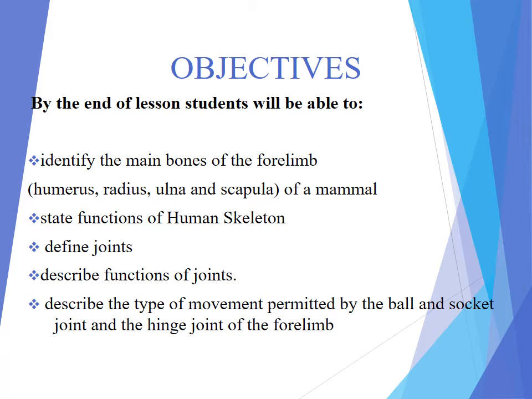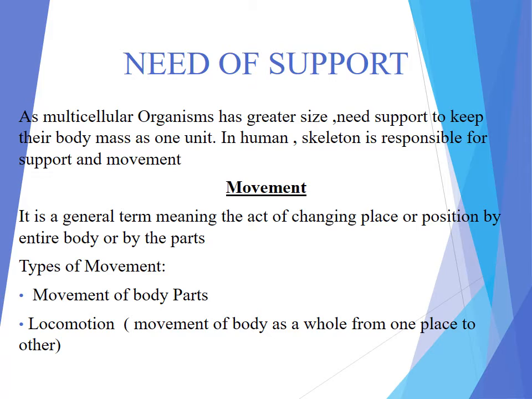Then state the functions of the human skeleton. You will be able to define joints, describe functions of joints, and describe the types of movement permitted by the ball and socket joint and the hinge joints of the forelimbs. Let's start with the formal lesson.